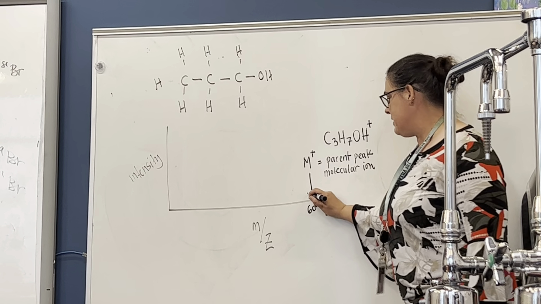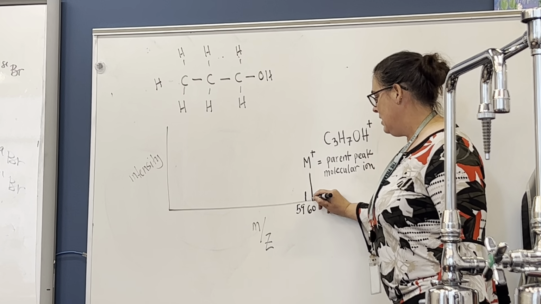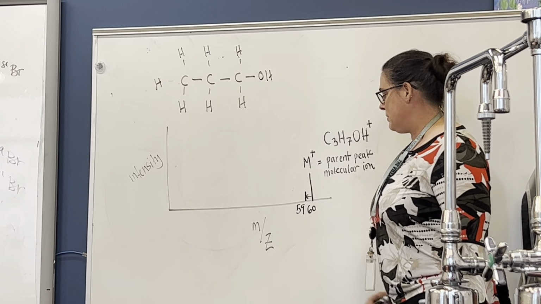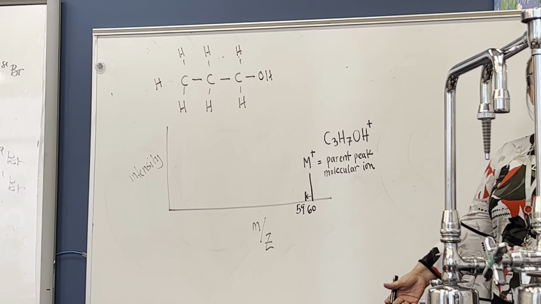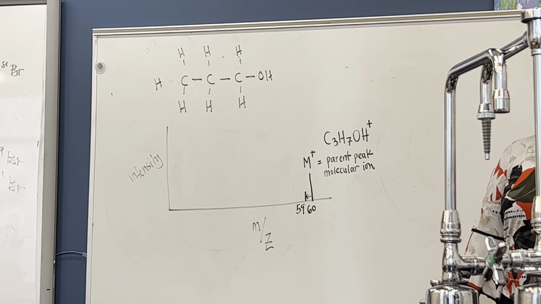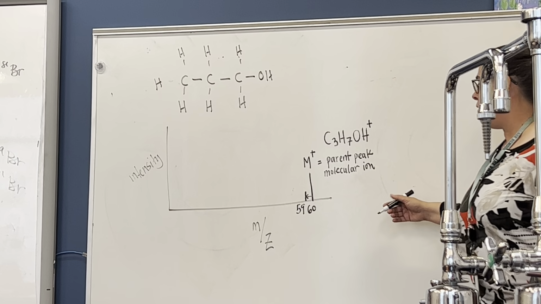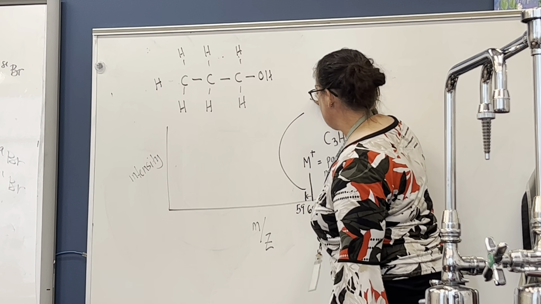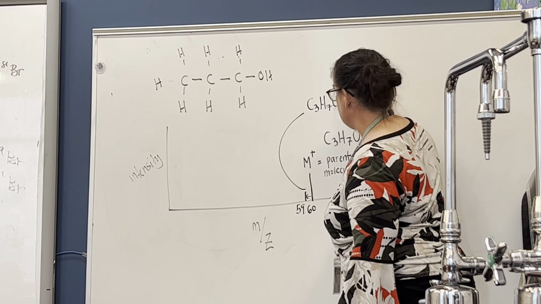Right next to it, in this particular spectrum, there's a short line at about 59. What is the distance between 60 and 59? So what do you think has been lost by this molecule? A hydrogen. So I think that this loss of 1 represents this structure, C3H7O+.